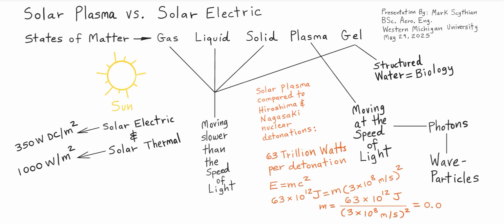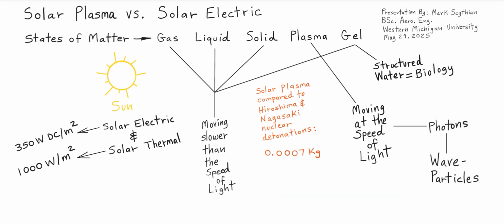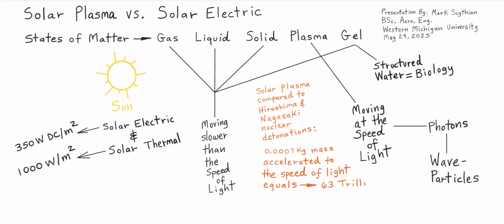So we calculate 0.0007 kilograms of plasma mass accelerated to the speed of light yields or equals 63 trillion watts of power. So there's much more of a feature in the harnessing of energy with respect to plasma than there is probably any other conventionally available source.